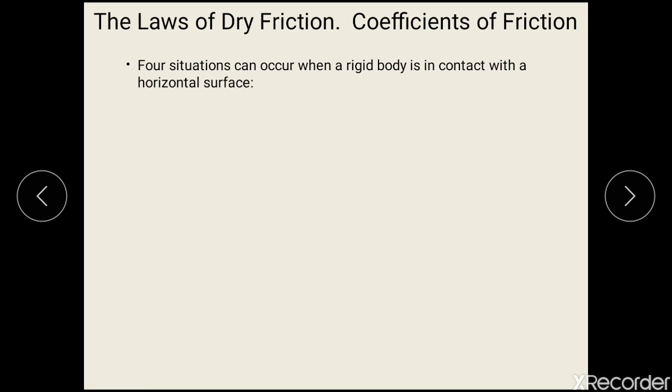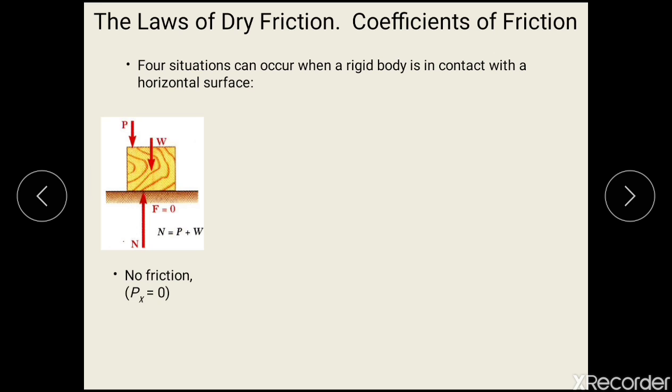So, we need to take some assumptions or conditions. First one, under the static condition, when applied load P equals 0, the weight of the block should be equal to the normal reaction force. So, when P equals 0, N equals W. So there is no friction between the block and the horizontal surface.